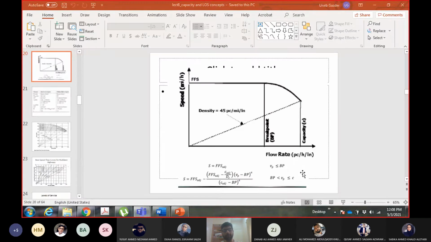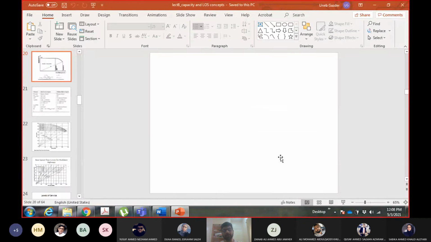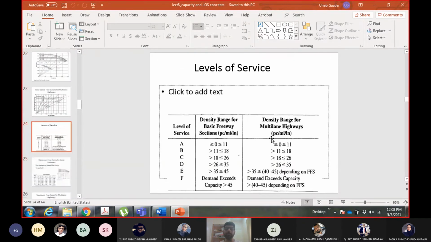Okay, again, I go back to the table of level of service. This is a multi-lane highway, so I will look into this column. Okay, so the density is in this range, and the level of service is D again.